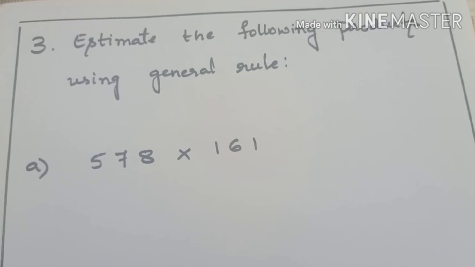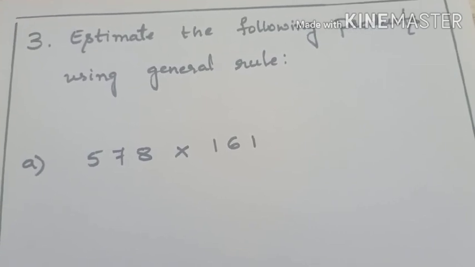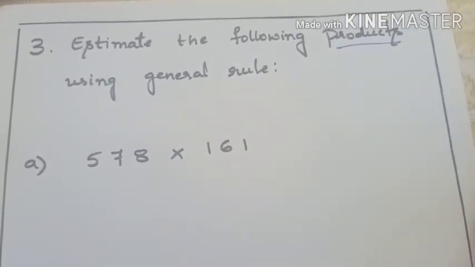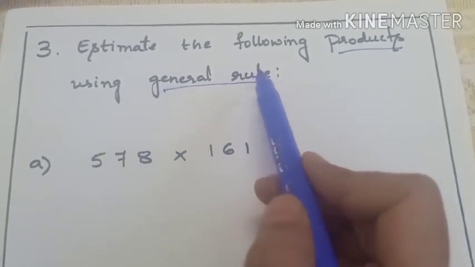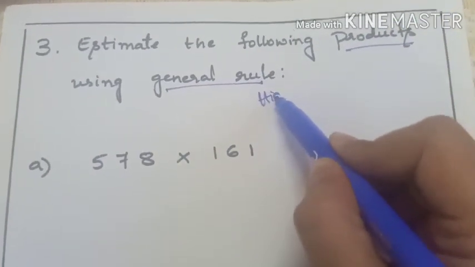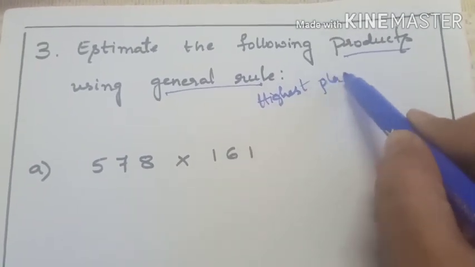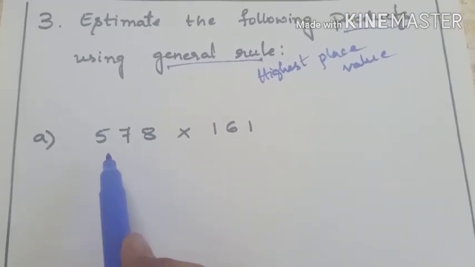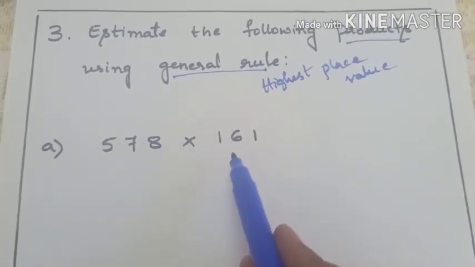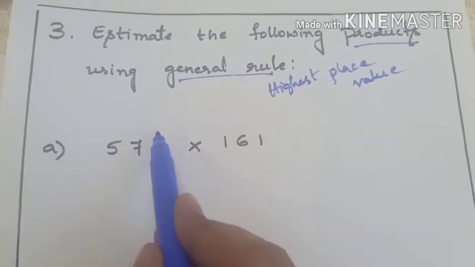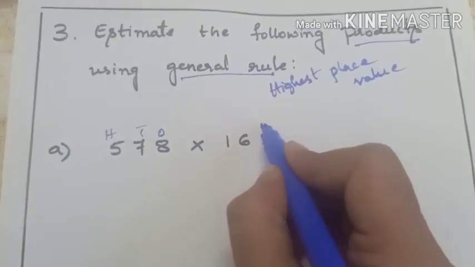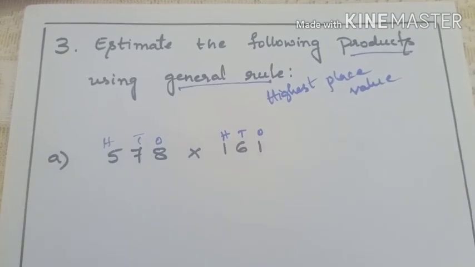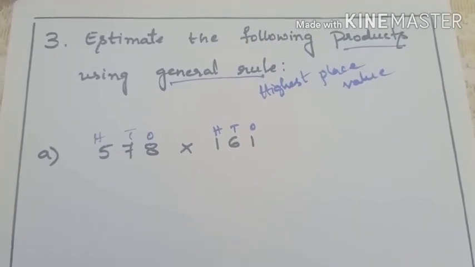Let us see the third one. Estimate the following products using the general rule. Let me tell you, products means multiplication. Fine. So general rule, if they have given, then we should consider the highest place value to round off the numbers. Here the two numbers they have mentioned are 578 and 161. See, ones, tens, hundreds, ones, tens, hundreds. Since they have given it as the general rule, we have to consider the highest place value.